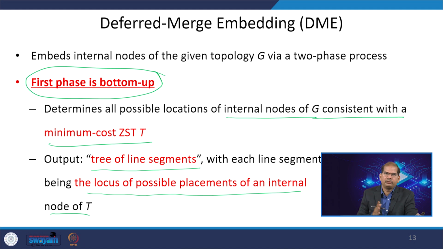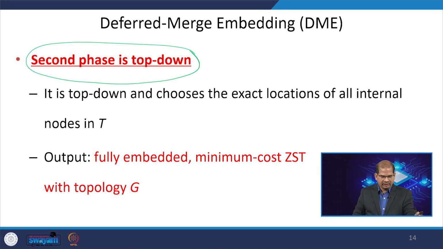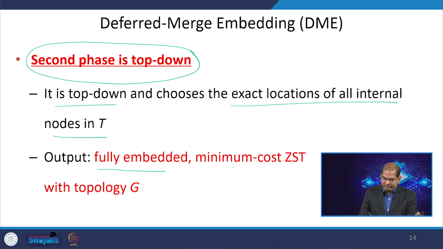So, we have multiple possible solutions given by the first phase, and we can choose any one of them based on our convenience. Then in the second phase, it is a top-down approach that chooses the exact location of internal nodes in the tree T. It exactly locates them on the grid, and it also satisfies the 0 skew constraint. So the final output is a fully embedded minimum cost tree for the topology G.